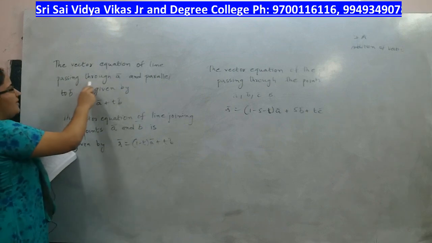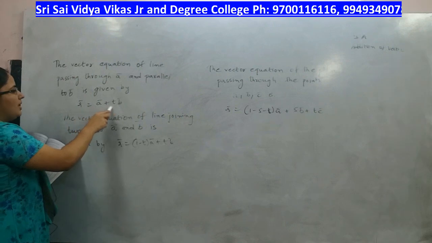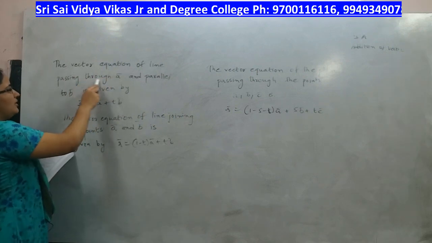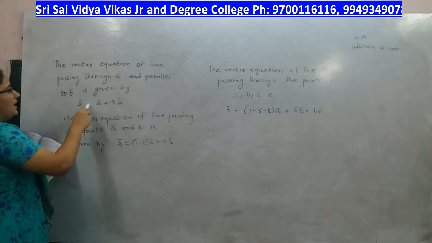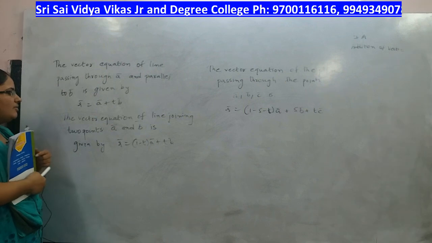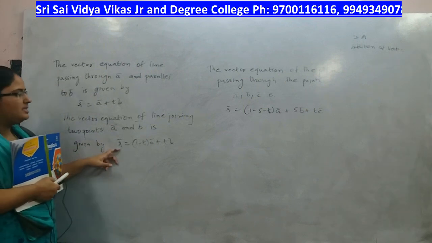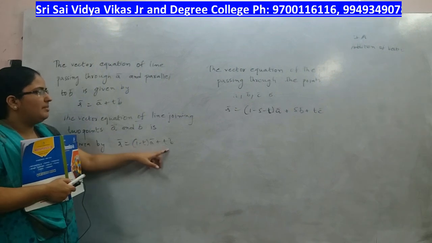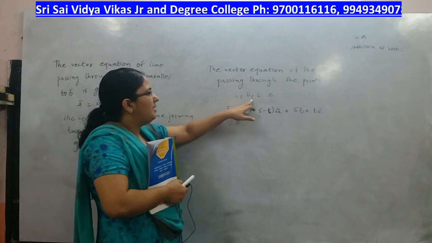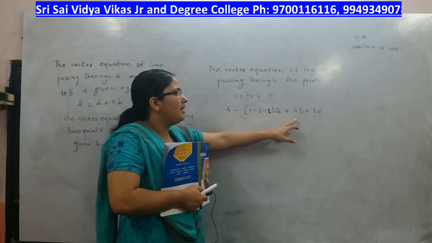The vector equation of line passing through A bar and parallel to B bar is given by R bar is equal to A bar plus T B bar. I repeat, the vector equation of line passing through A bar and parallel to B bar is given by R bar is equal to A bar plus T B bar. The vector equation of line joining 2 points A bar and B bar is given by R bar is equal to (1 minus T) A bar plus T B bar. The vector equation of the plane passing through points A bar, B bar, C bar is R bar is equal to (1 minus S minus T) A bar plus S B bar plus T C bar.